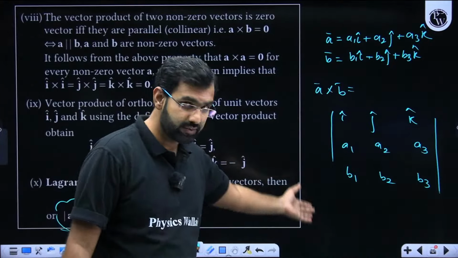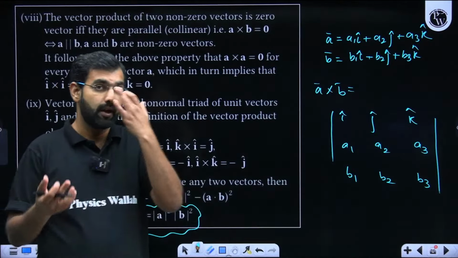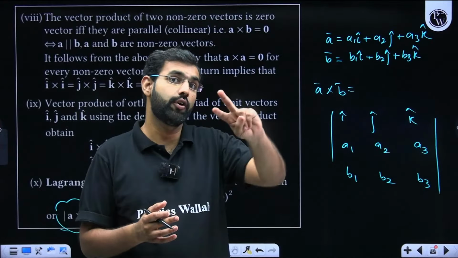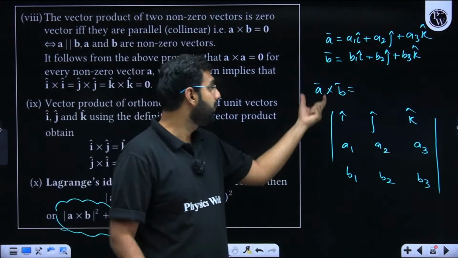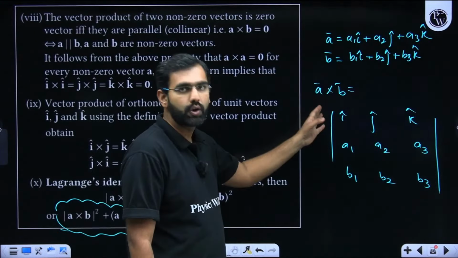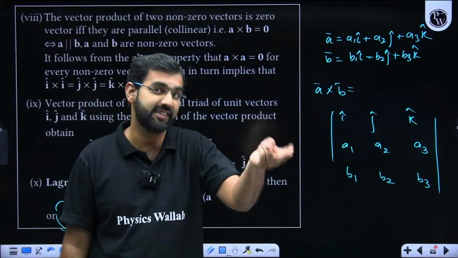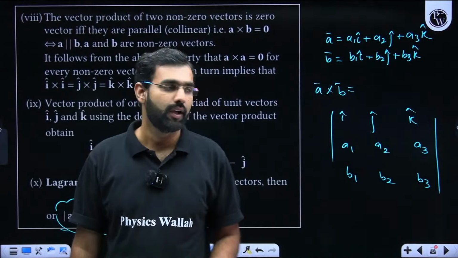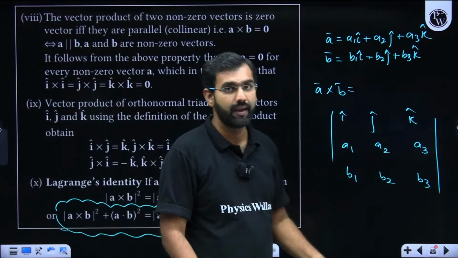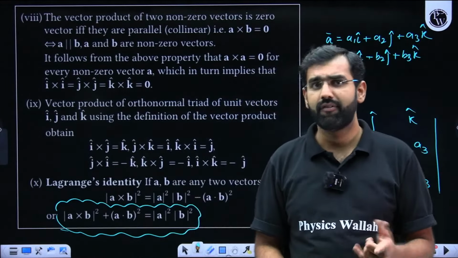This will be used in skew lines. This will be used with perpendicularity. Let's say a vector is perpendicular to two other vectors, which means it will be parallel to A cross B. Let's say there is a vector C which is perpendicular to A as well as to B, which means C will be parallel to A cross B. So I'll find A cross B and put C as lambda times A cross B, and then through some other condition I'll find lambda.